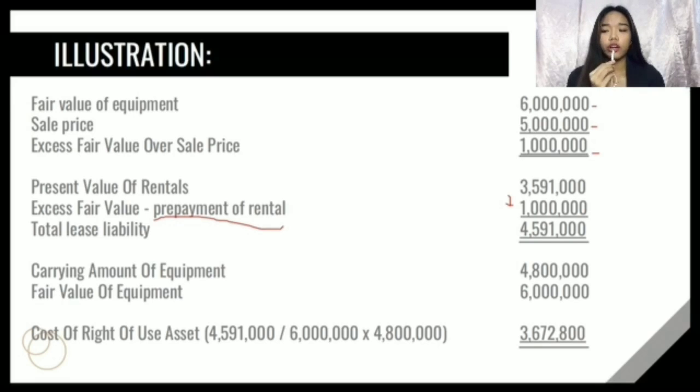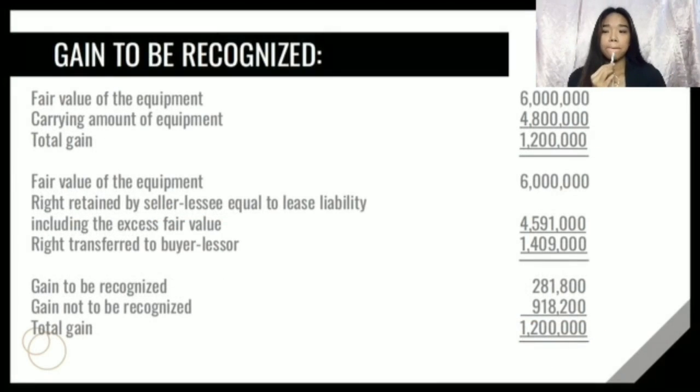As it is given, the carrying amount of the equipment is 4,800,000 and the fair value of that is 6 million. In order for us to compute the cost of right-of-use asset, that would be 4,591,000 divided by the 6 million times the carrying amount, which is 4,800,000. So it will give us 3,672,800. So, gain to be recognized. So the fair value of the equipment is 6 million and the carrying amount of the equipment is 4,800,000. So the total gain is 1,200,000.